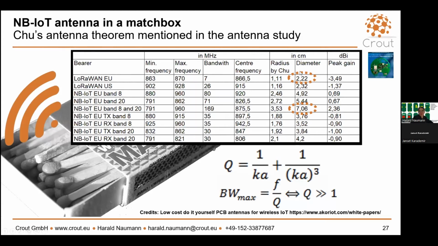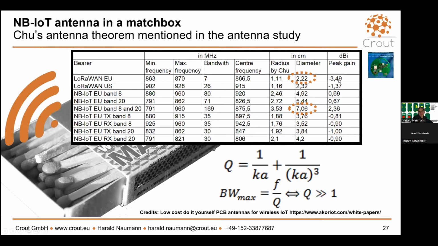And if you go to here, you can see with a dipole, I can go down to a 2.2 centimeter diameter, and if I do narrowband IoT, I'm already at 7 centimeters. That means a device on narrowband IoT has to be longer. There is no free lunch, yeah.